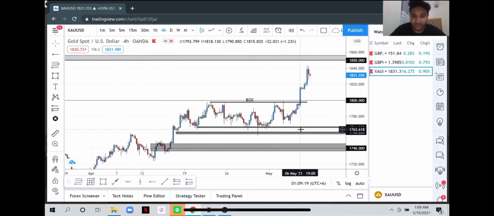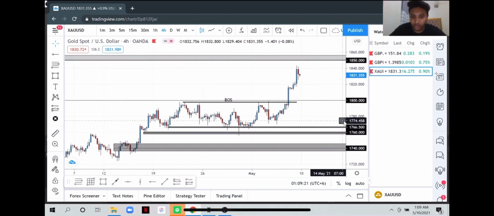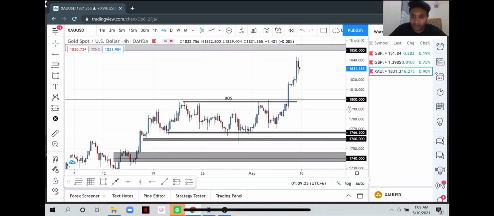So let's see. Okay, on gold, we might see a pullback around this area if we clear out this low first. If we break this structure, we might see it coming down to retest this area and then continue its bullish momentum. But it has already broken its structure, and we are bullish on it.